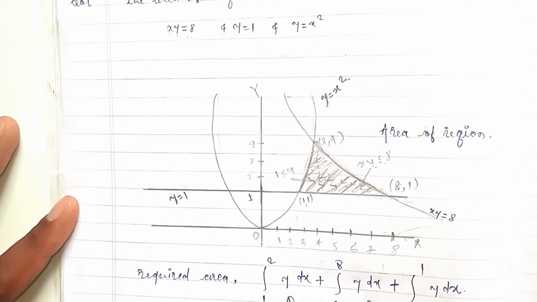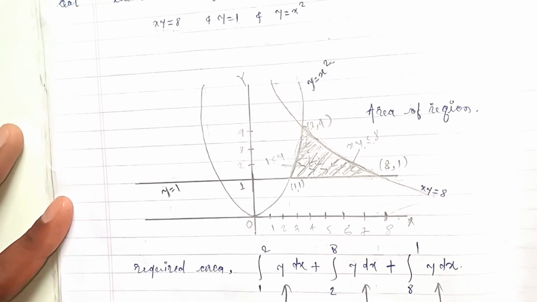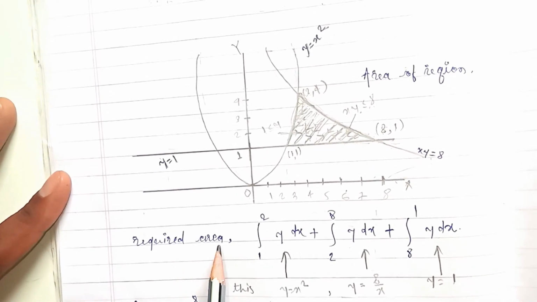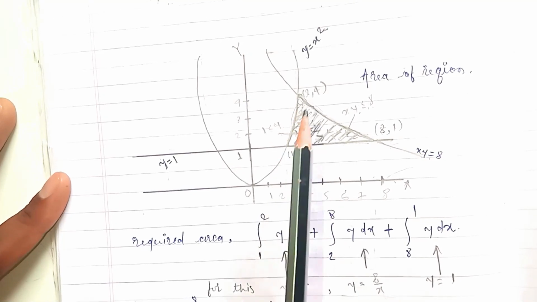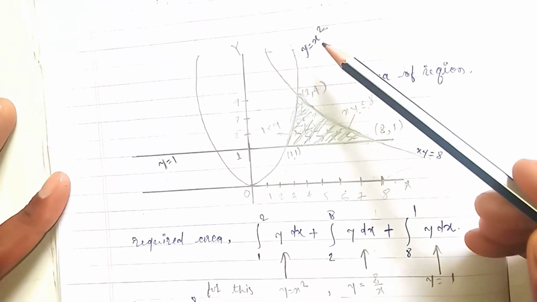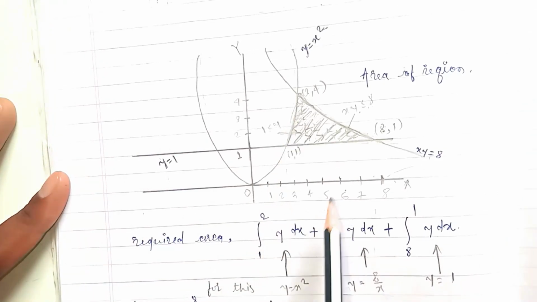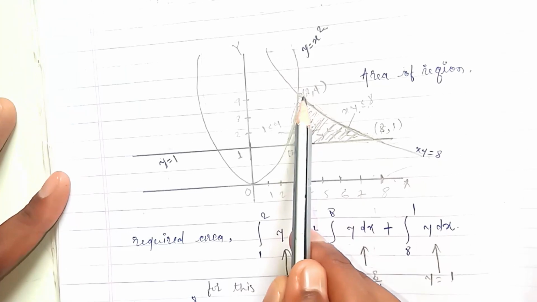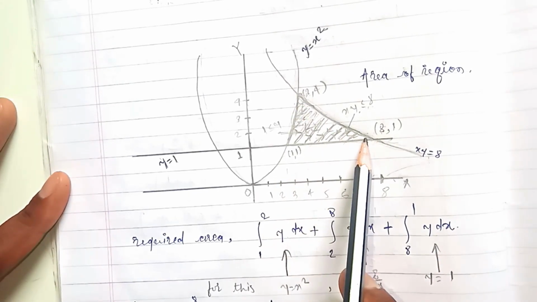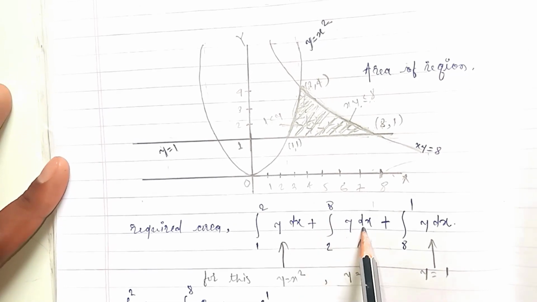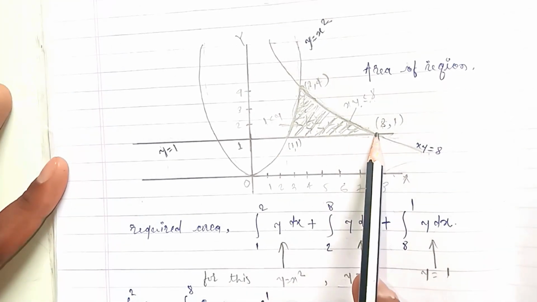Okay, now let's find which equation it comes to. Here in my equation, I have written the required bounded area. It shows that from the first point to this point, let's see which value it is for y, which is x square. So from the first point to this point, y dx, with x running from 1 to 2. Second value is again y dx, running from 2 to 8. And the third value, from 8 to 1.